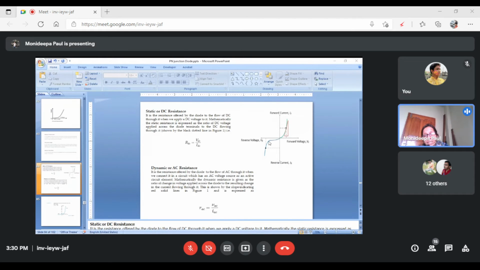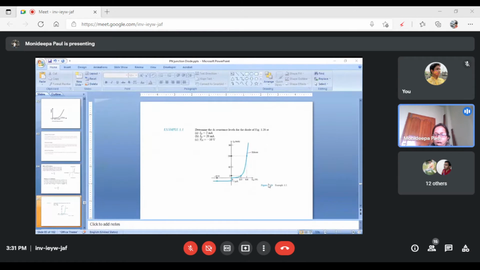If we apply the AC voltage across the semiconductor, then what happens? A small change of voltage with respect to a small change of current. The ratio of this change of voltage to the change of current is known as the AC resistance. Instead of using a particular point, we use the range of change of AC voltage to the range of change of AC current. This is the AC resistance. So you solve this problem.